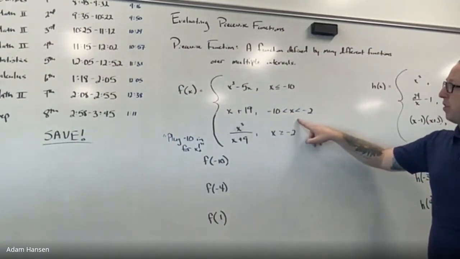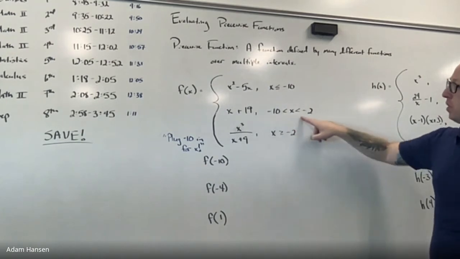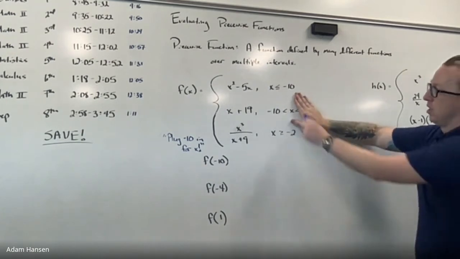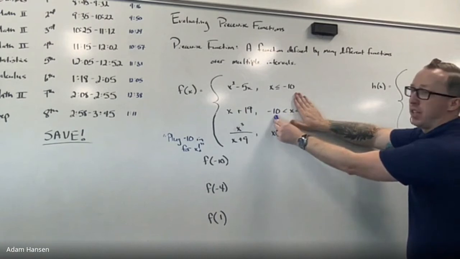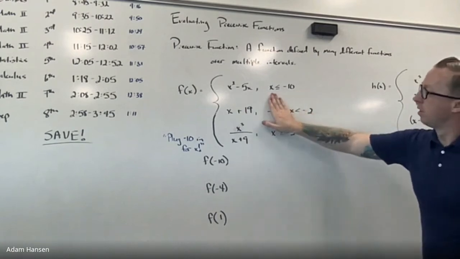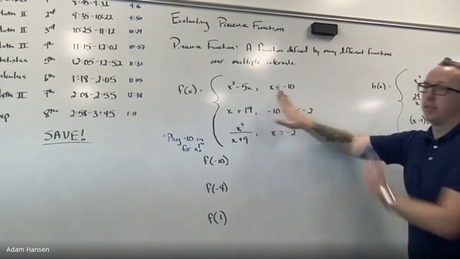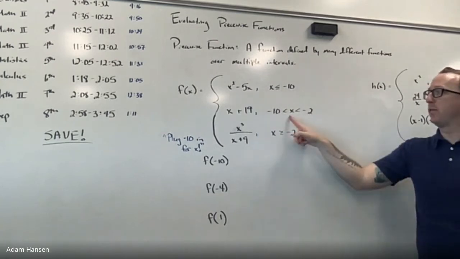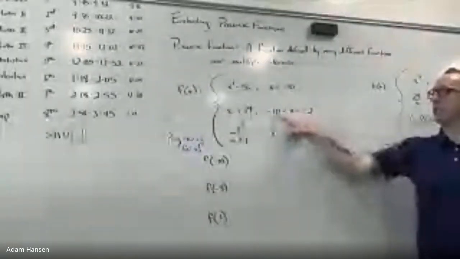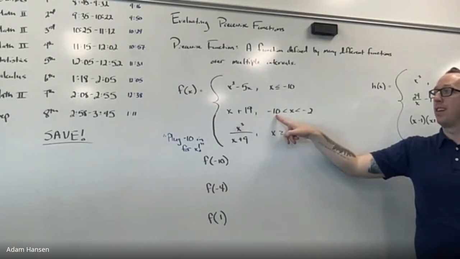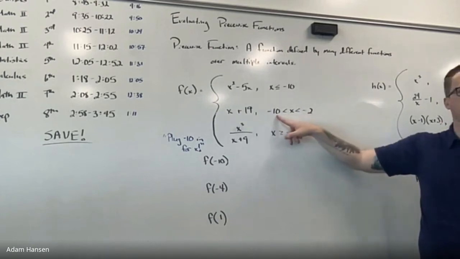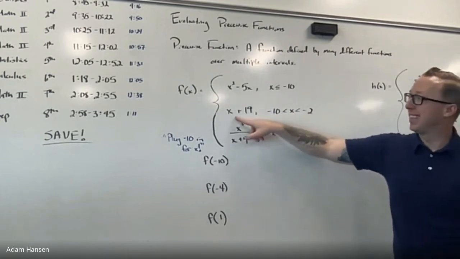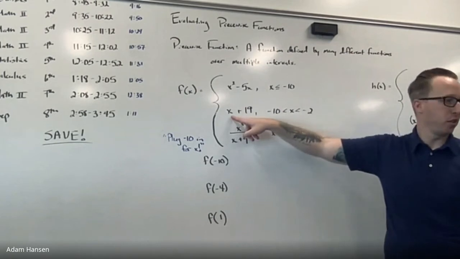This is a compound inequality. It's two inequalities put together in one. X is greater than negative 10, and at the same time, x is less than negative 2. In other words, our x values are always less than negative 2 and also greater than negative 10. Does negative 7 fall into that category? So we would choose to plug negative 7 into this part of our expression.